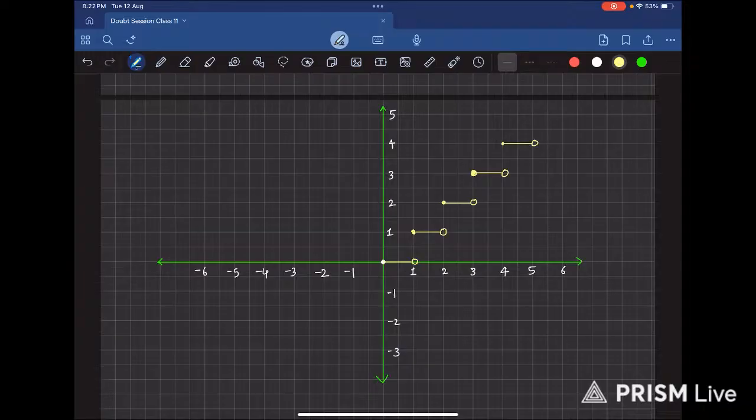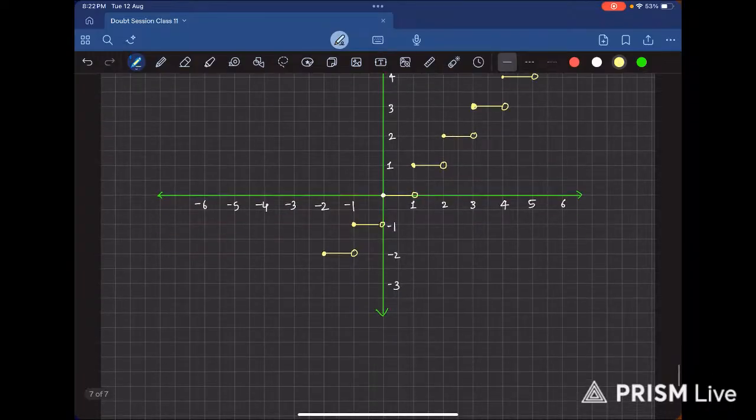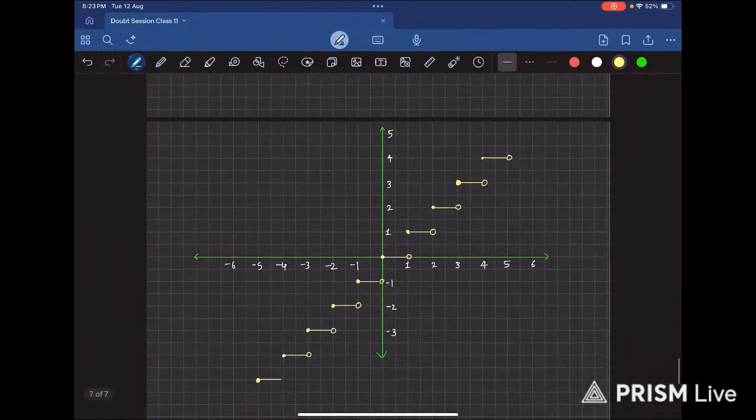So I hope everyone is understanding. I'll copy the same thing here also. Do not forget how we make the circle, where we have to make the filled circle and the hollow circle. So let us understand this part. I hope everyone is getting what I am doing here. It is the greatest integer function graph.